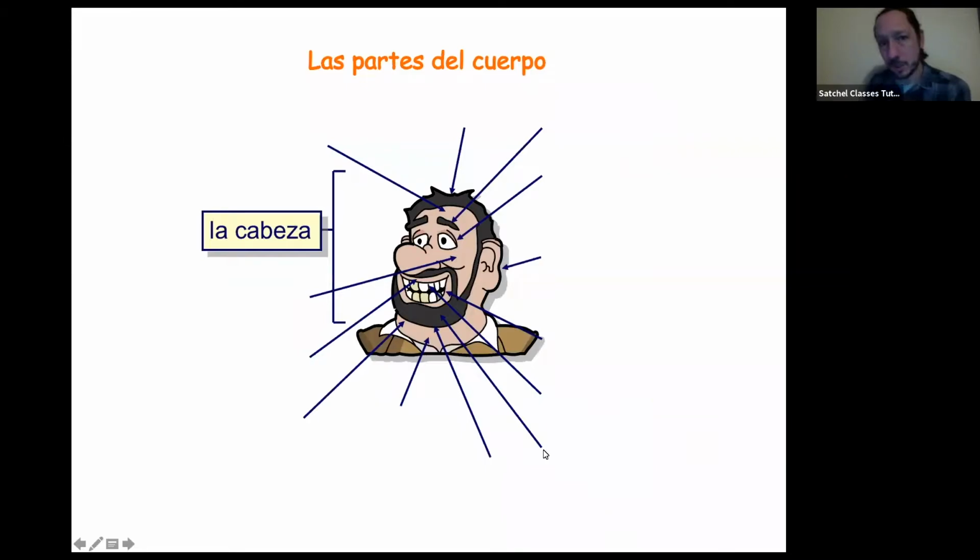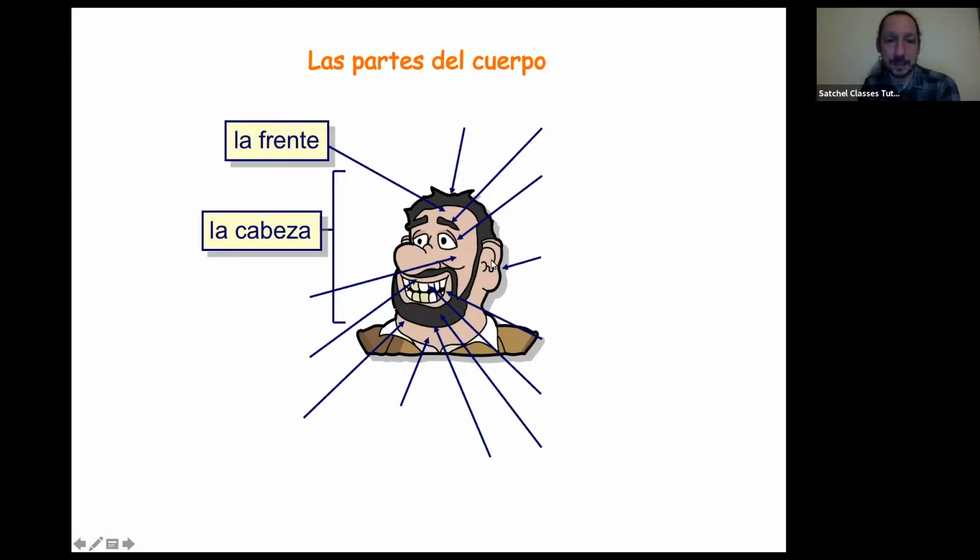Before we start talking about what actually is sore in our bodies, we need to learn those body parts. Las partes del cuerpo. So we have la cabeza. As you can see, it's the whole head. Remember, you can say this cabeza or cabeza, it doesn't matter. It depends on what you'd like your accent to be like. I am South American, so we say la cabeza.